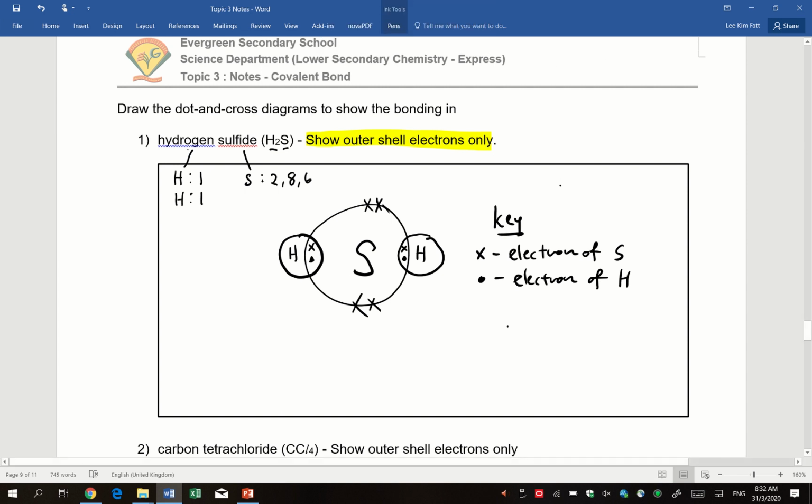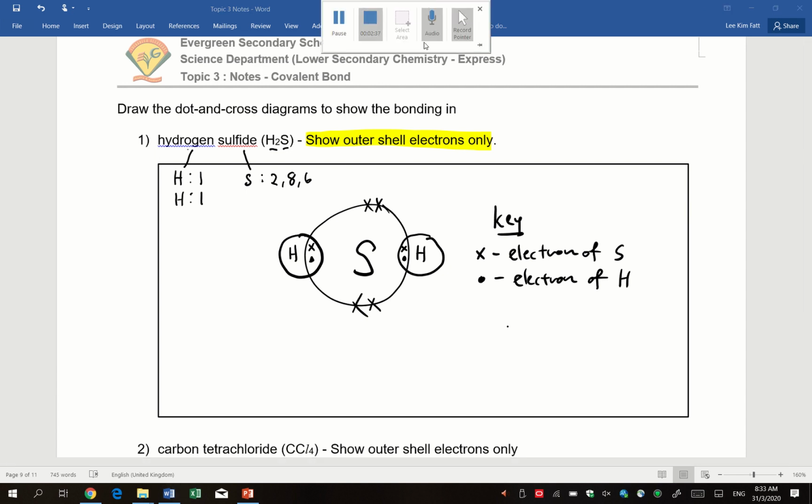And we're done. Now take note, please make sure that your hydrogen atom is smaller than your sulfur atom because the sulfur atom has a total of 2 electron shells. Now move on to the next example.